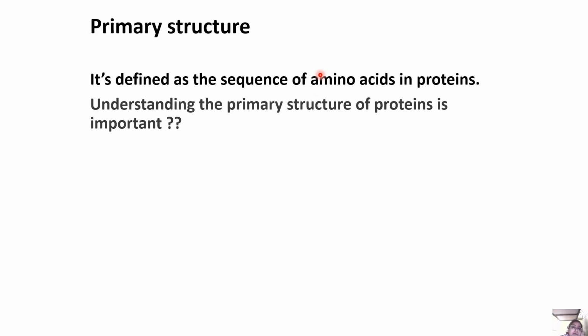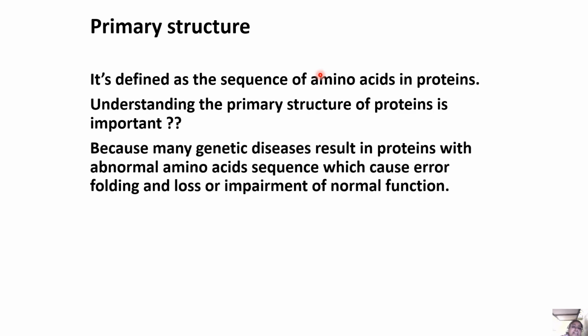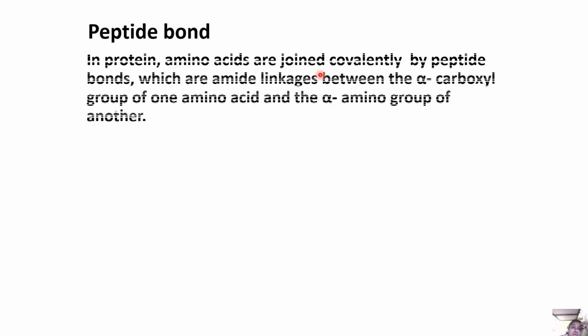Now, if we talk about the primary structure, it is defined as the sequence of amino acids in a protein. Understanding the primary structure of a protein is important because many genetic diseases result in proteins with abnormal amino acid sequence, which will cause errors in folding and loss or impairment of normal function, right? So, in proteins, amino acids are joined covalently by peptide bonds, which are amide linkages between the alpha carboxyl group of one amino acid and the alpha amino group of another.